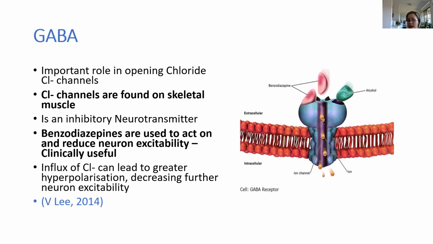Drugs like benzodiazepines also act to reduce neuron excitability, which is clinically useful. By increasing the influx of chloride ions, this drug can increase hyperpolarization of the cell, which decreases excitability further, as seen in more detail on the next slide.